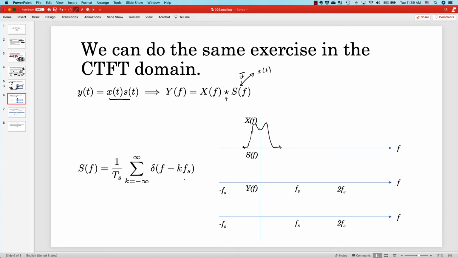the frequency domain. So this is an impulse at f equals 0, an impulse at f equals f_s, an impulse at 2f_s, and likewise. However, these are all scaled by 1 over t_s. So these are all f_s high.